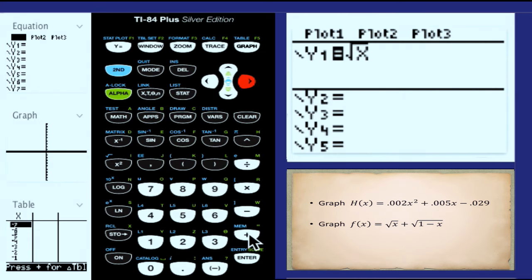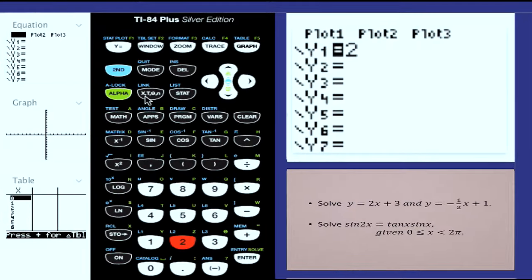And now I'm going to add or put plus. And I have the second square root, which is square root of 1 minus x. So I press second and then the x squared button again and type in 1 minus. Beside the alpha button, it says x, t, and theta on it. So that's the x button plus 3. Then I'm going to press enter because I have two equations that I want to graph at the same time.